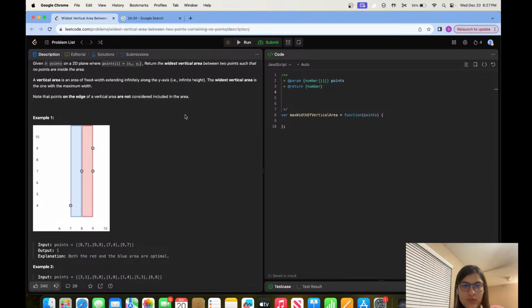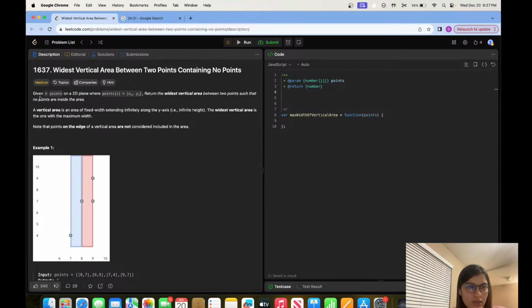Yes, I think that's what I understood until now. Okay, so I'll read the question again. Given endpoints on the 2D plane, return the widest vertical area between 2 points such that no points are inside the area. A vertical area is an area of fixed width extending infinitely along the y-axis. The widest vertical area is the one with the maximum width. So should I return the area, like length into breadth, or just breadth only?